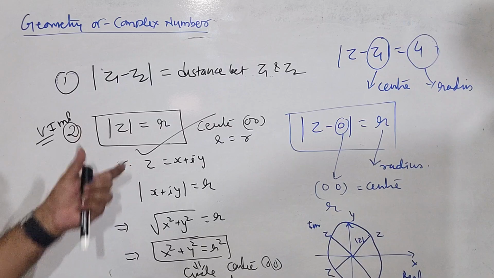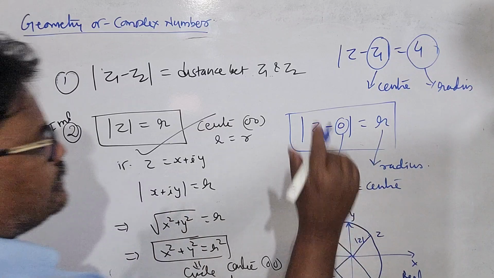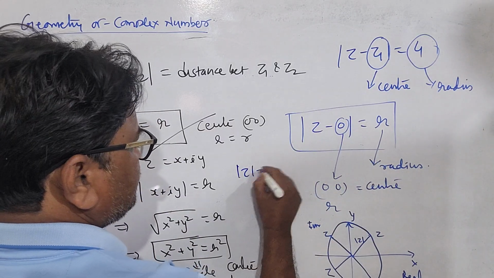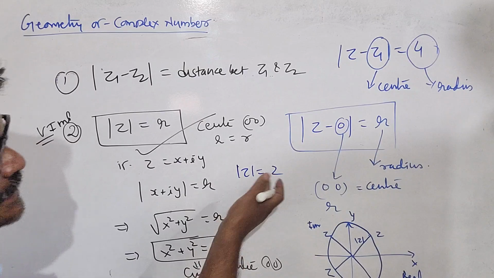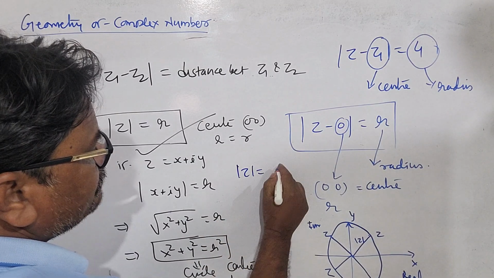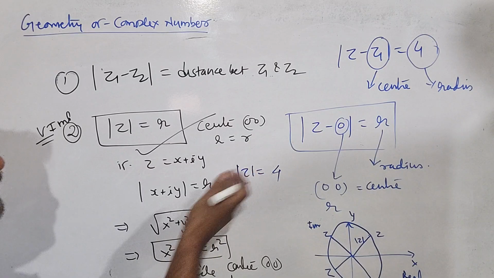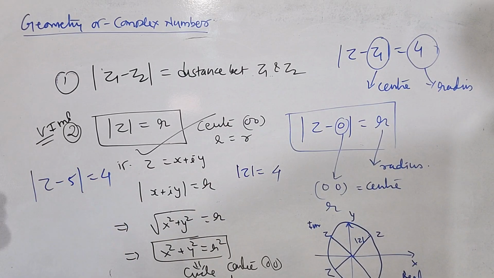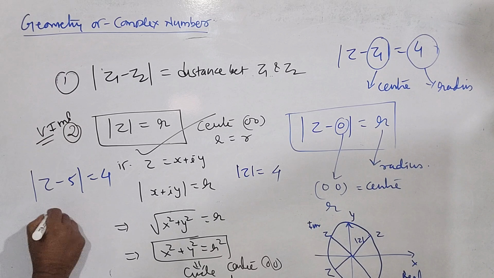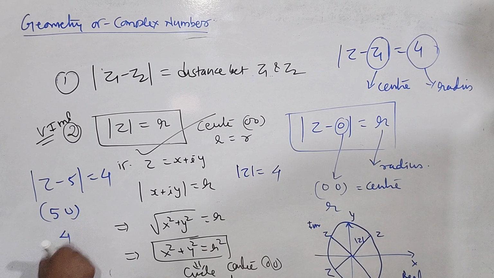This modulus of z equal to r represents a circle with center at 0 comma 0, radius r. Suppose I say that modulus of z equal to 2, this is a circle with center at 0 comma 0, radius 2. Modulus of z equal to 4, circle with center at 0 comma 0, radius 4. If I say that modulus of z minus 5 is equal to 4, the center is 5 comma 0, and radius will be 4.